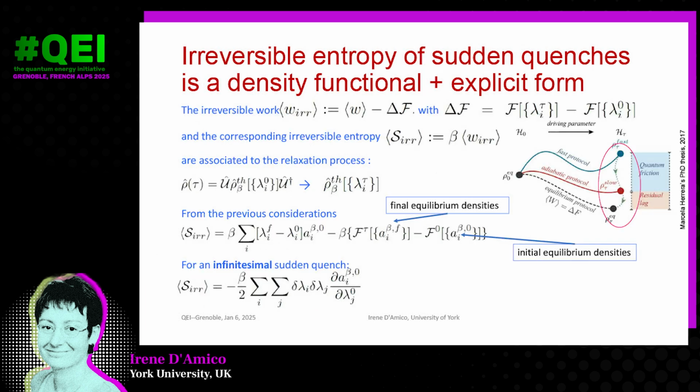Interestingly, we are able to demonstrate that the irreversible entropy is also a functional of the initial equilibrium densities. Initial and final, in this case, it depends on both. And we have, in the case of infinitesimal sudden quench, also an explicit expression for it. And this is an irreversible process. It was absolutely not a given that you could have this as a functional of your densities. So we want to benchmark the results that we have.